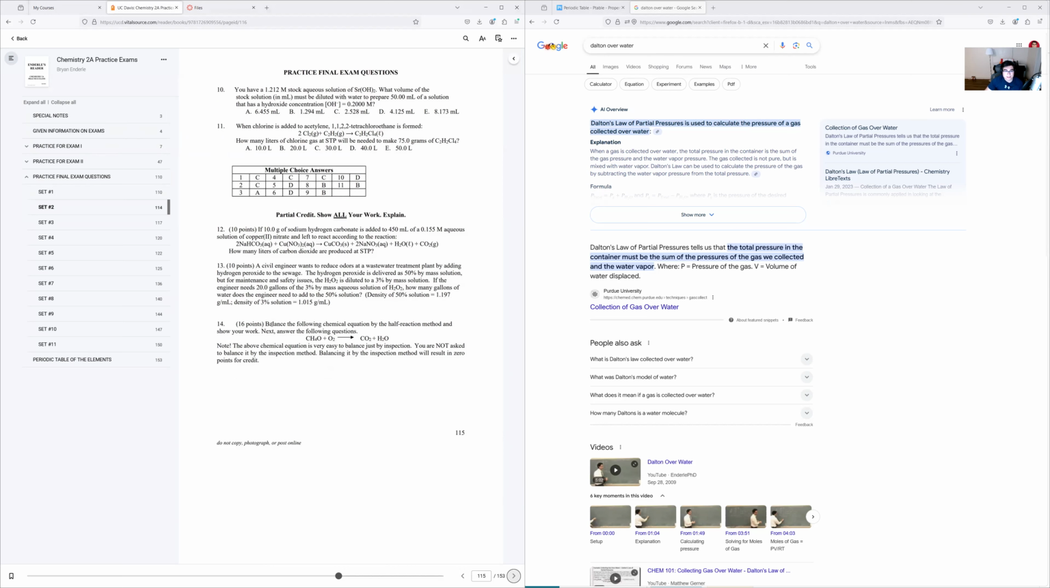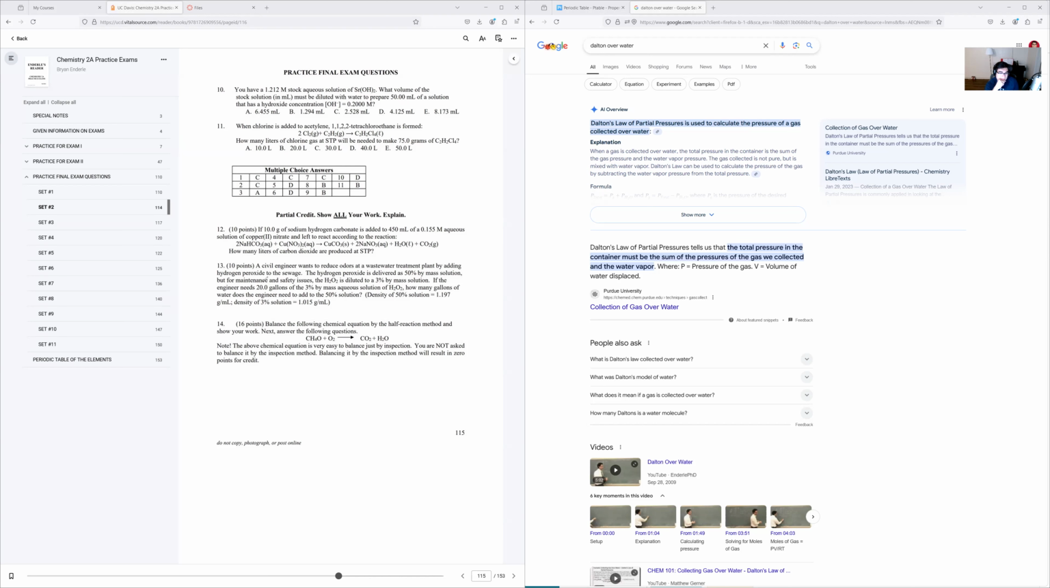Number 13. It says a civil engineer wants to reduce odors at a wastewater treatment plant by adding hydrogen peroxide to sewage. The hydrogen peroxide is delivered as 50% by mass solution, but for maintenance and safety issues, it's diluted to 3% by mass. That's like what you buy at the store, I think. If the engineer needs 20 gallons of the 3% by mass aqueous solution, how many gallons of water does the engineer need to add to the 50% solution?